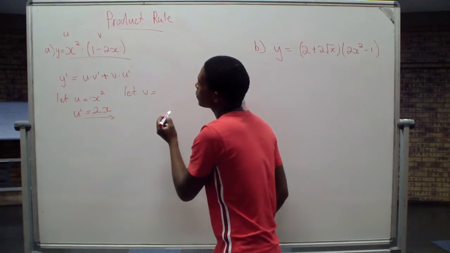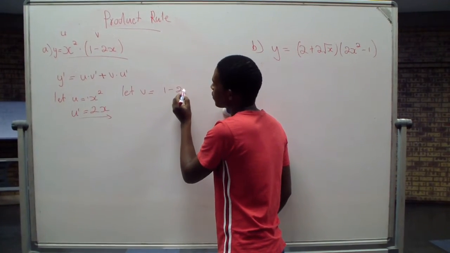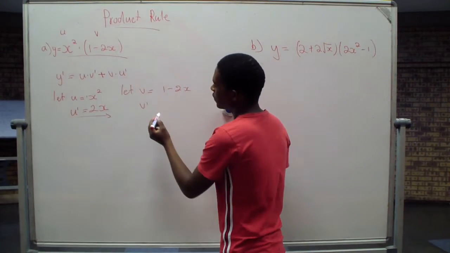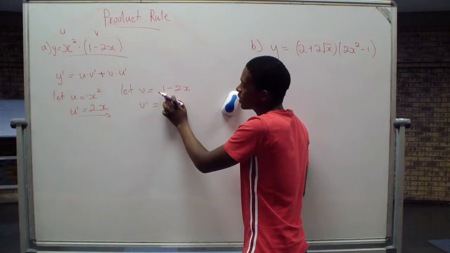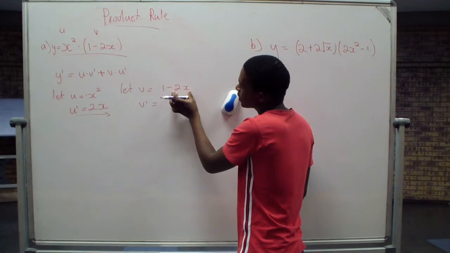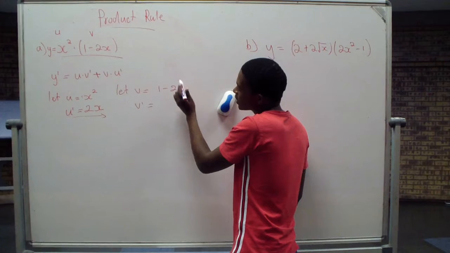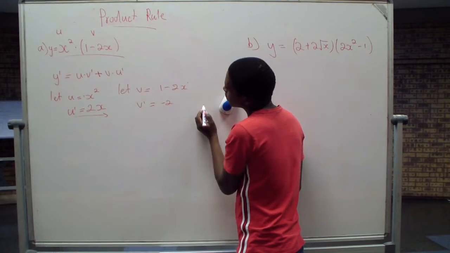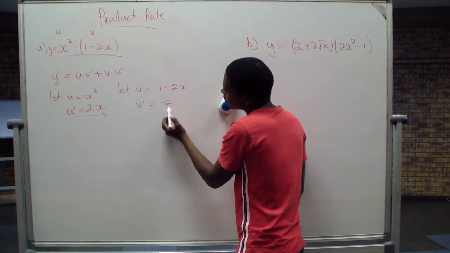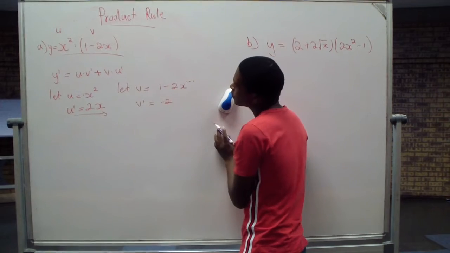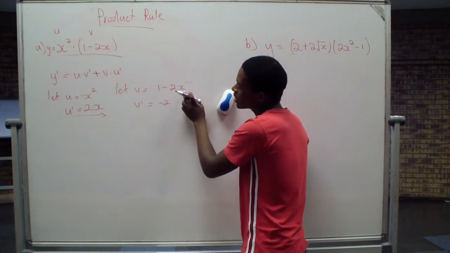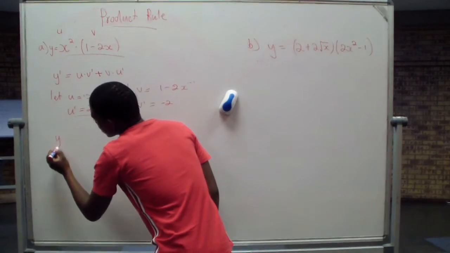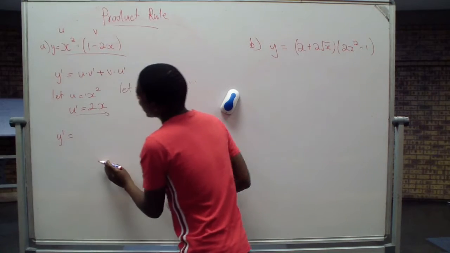Then let's say v is equal to 1 minus 2x. So v prime, or the differentiation of v, is equal to, if I differentiate 1, I'll get 0. Then now I'm having a negative 2x. So when I differentiate a negative 2x, I'll have a negative 2, because my exponent is 1. When I multiply 1 and negative 2, I get negative 2. Then when I subtract 1 from my exponent, I'll get 0.